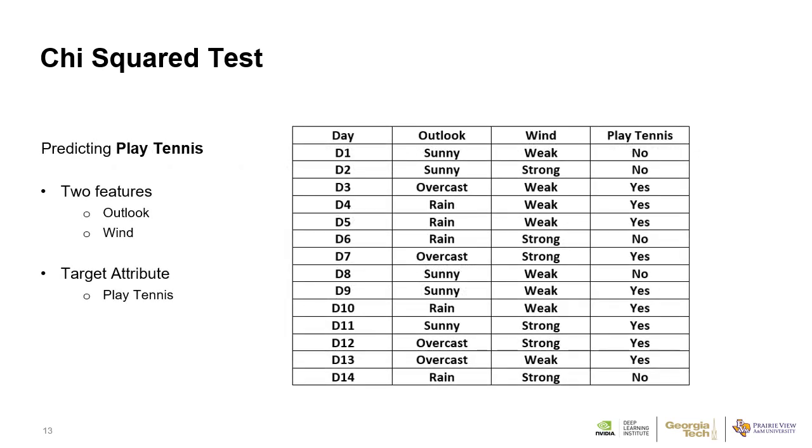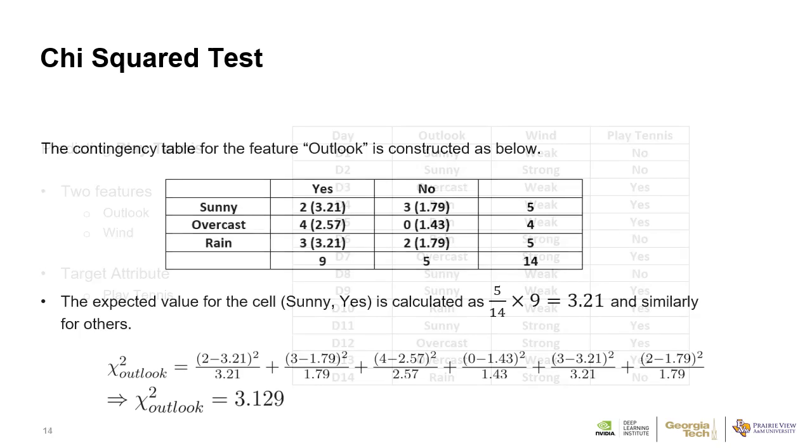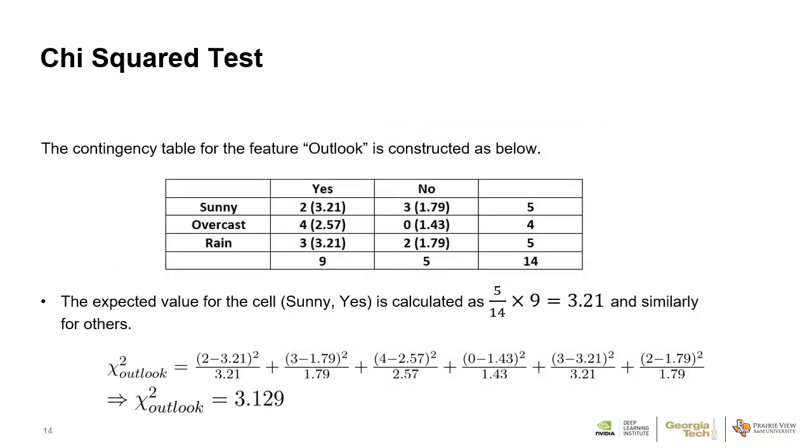Take play tennis data as an example. We have two features including outlook and wind, and one target attribute, play tennis. For each feature, a contingency table is created with i rows and j columns. Each cell i, j denotes the number of rows having attribute feature as i and class label as j. Thus, each cell in this table denotes the observed frequency.